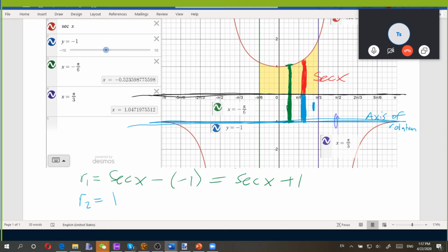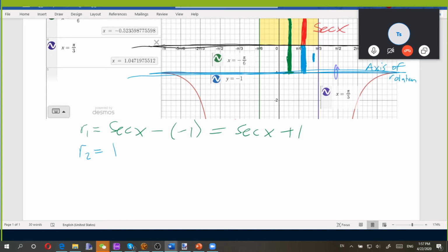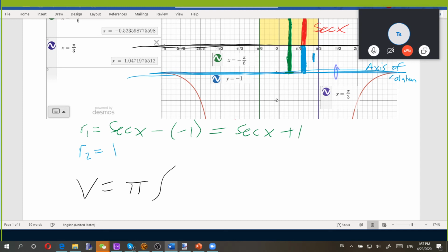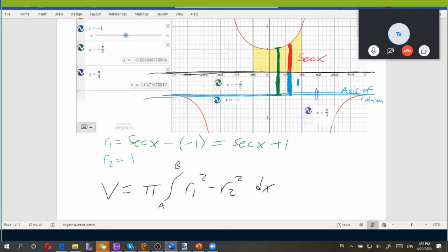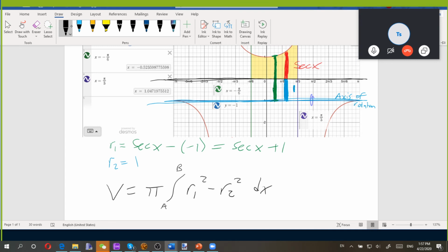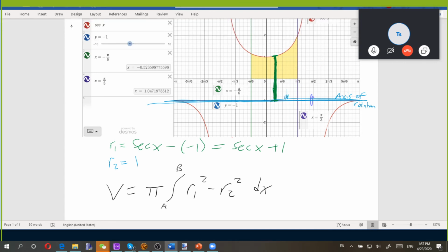Okay, then I'm going to take those radii and plug them into our formula. So our volume is pi times the integral from a start point to an end point of r1 squared minus r2 squared dx. Which will essentially be doing this. I'm going to take this radius here in green and use it to spin a disk about our axis of rotation.